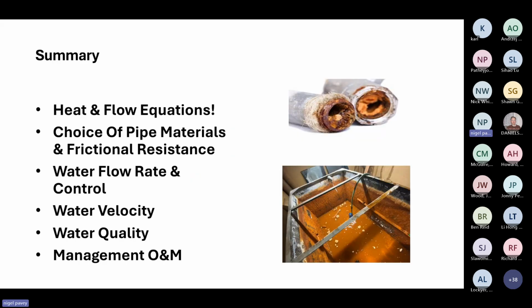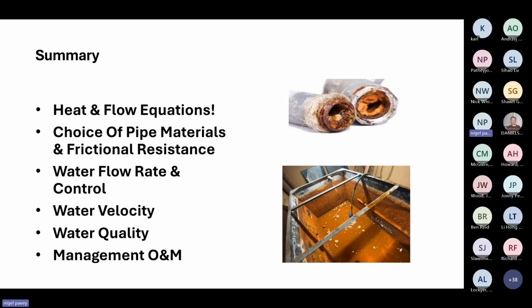Okay, so I hope I haven't dragged on too long in various subjects. I've tried to keep it a little bit overall. So in summary, don't forget the heat and flow equations. Look in CIBSE Guide C when you're selecting pipework, and just be aware of the water velocity you're going down to and the flow rate. Choice of materials, nothing wrong with plastics, but be aware that they have limitations on temperature and they have different frictional resistances.